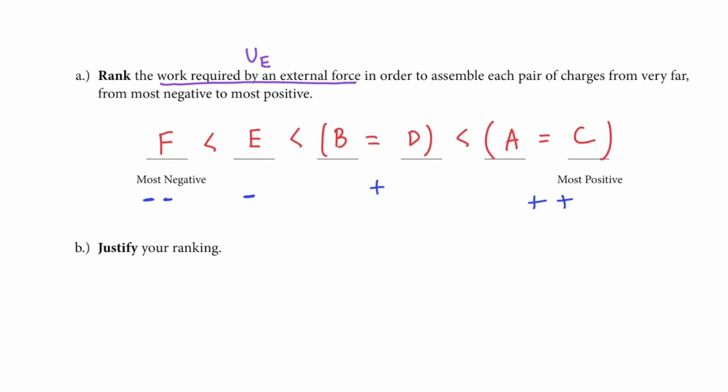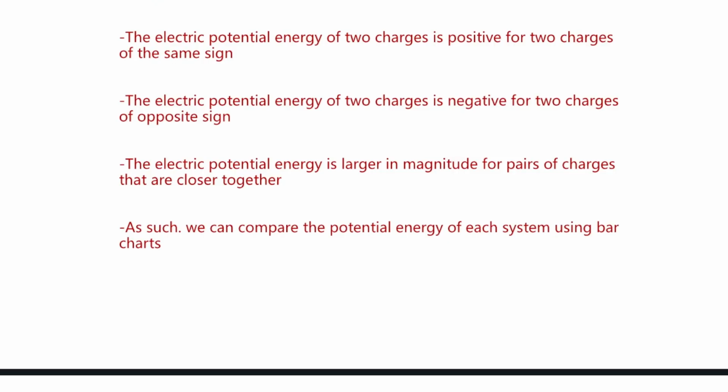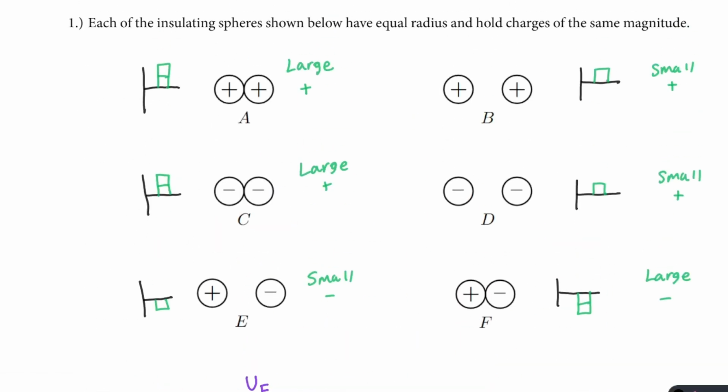So, of course, my formal solution for this involves a lot more text. Electric potential energy is positive for charges of the same sign, negative for charges of opposite sign. So that at least gets us the sign aspect, and then to compare the magnitude, you just look at the separation. So as such, these bar charts allow us to accurately compare it.